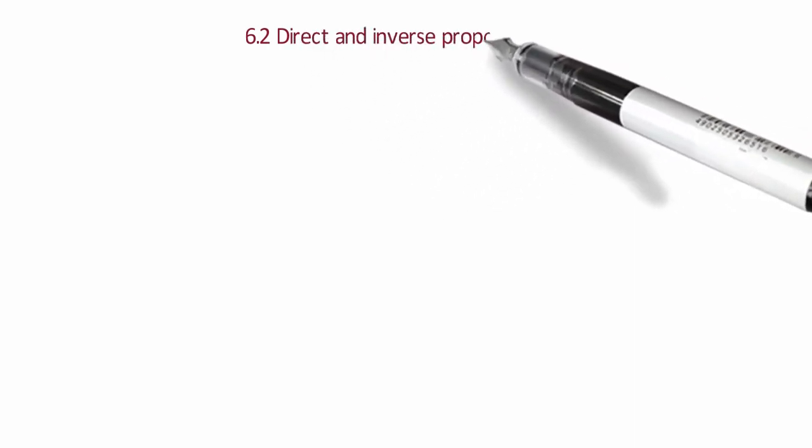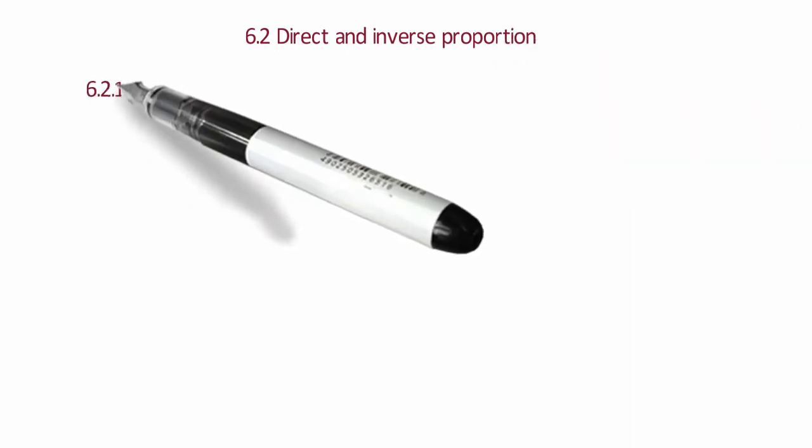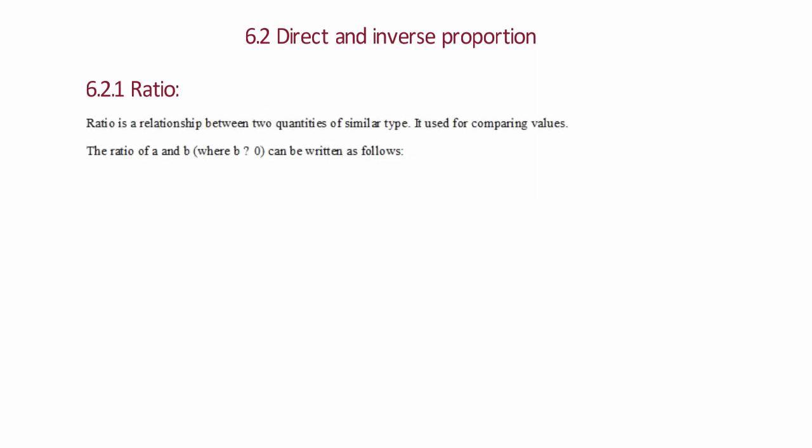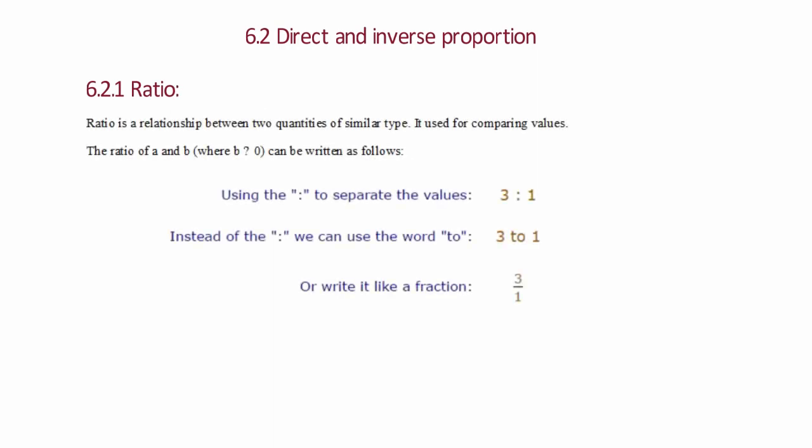Direct and inverse proportion. Ratio. Ratio is a relationship between two quantities of similar type. It is used for comparing values. The ratio of A and B, where B is not equal to 0, can be written as follows.